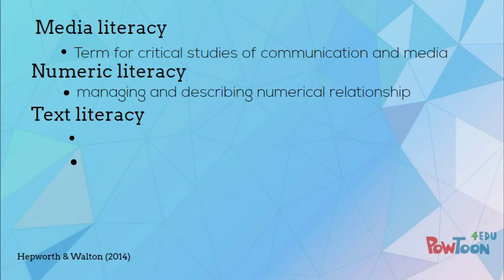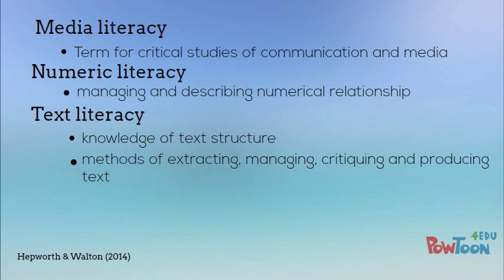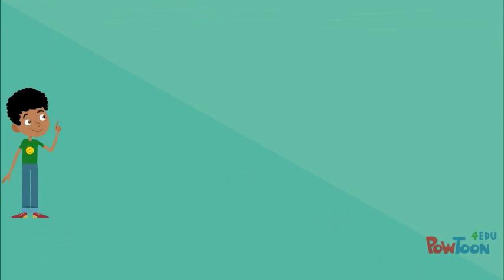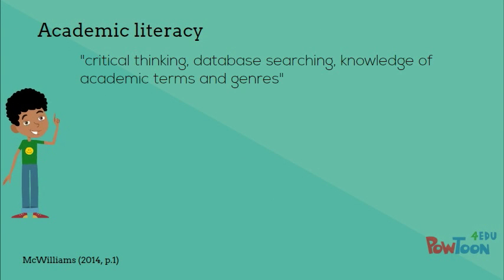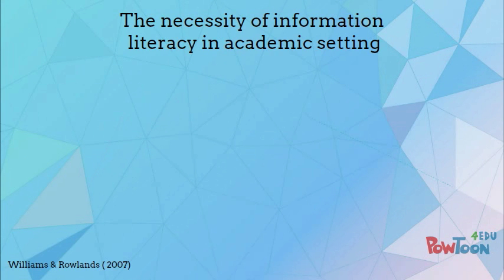Text literacy refers to knowledge of text structure and methods of extracting, manipulating, critiquing and producing text. Visual literacy describes a set of skills related to images. Finally, academic literacies refer to critical thinking, database searching, knowledge of academic terms and the ability to use a range of academic genres. Now let's look at why information literacy is needed in academic settings.